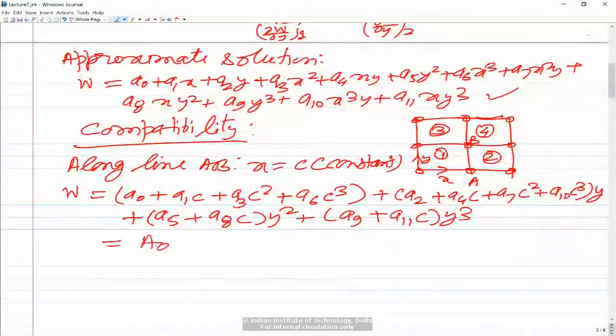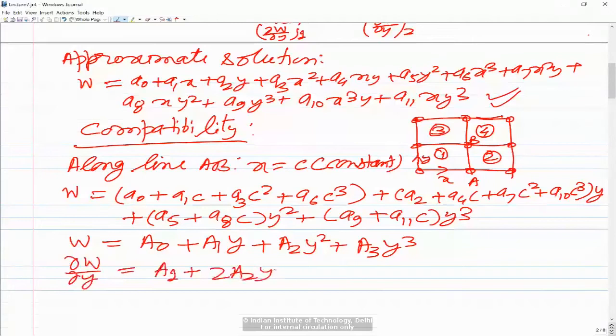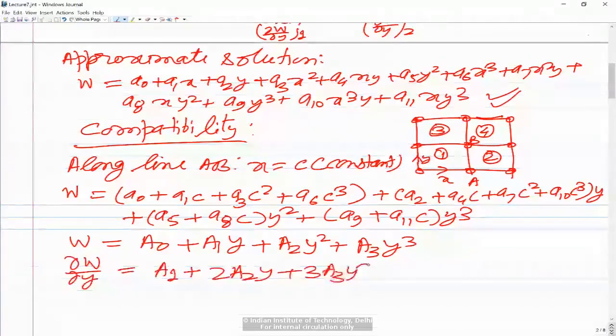So let us say a0 plus capital A1y plus a2y square plus a3 y cube. So this is the W along line AB. W would be varying as per this along line AB. Now what you can do is differentiate this expression with respect to y and then again put x is equal to 0. So you will get del W by del y as A1 plus twice of A2y plus thrice of A3y square. So this is how you will get del W by del y.